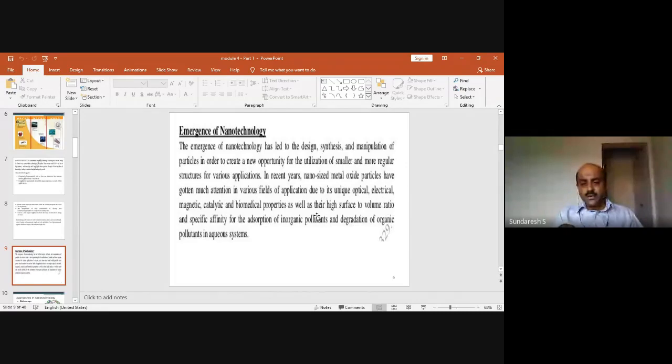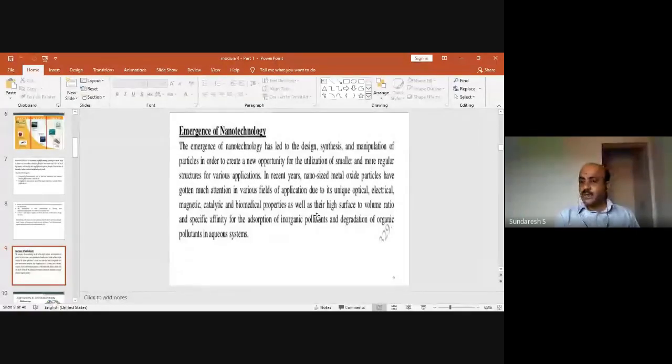In the sense, when metal oxide particles at the nano level exhibit different properties, like optical properties, electrical properties, magnetic properties, and of course catalytic and biomedical properties, these are all the properties which they have exploited. And they came to know at the nano level how these metal oxides can exhibit these properties. So the exhibition of these properties has been utilized for various fields of application. This is what we are just talking about. So these are the properties: optical, electrical, magnetic, catalytic, and biomedical properties. This you might not have known across the micro or macro.